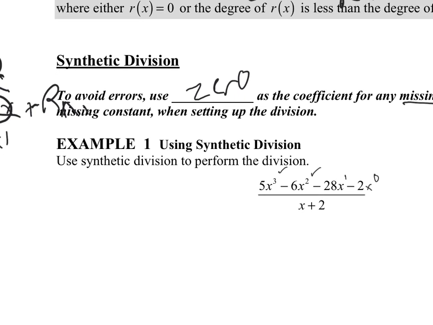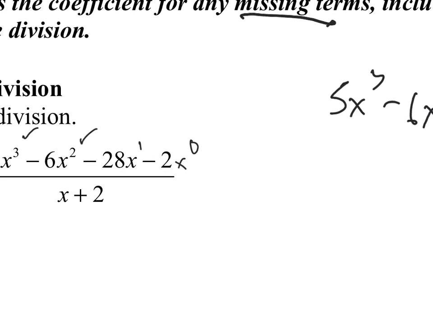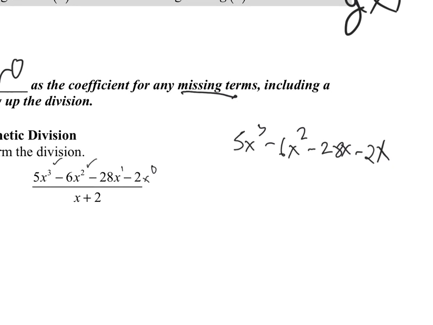But before I do this with synthetic, I'm going to remind you what it was in long division. So it looked like 5x cubed minus 6x squared minus 28x minus 2x. Oh, wait, that was not 2x. It was 2, not with an x. So I just got done writing it and I already forgot. Minus 2.